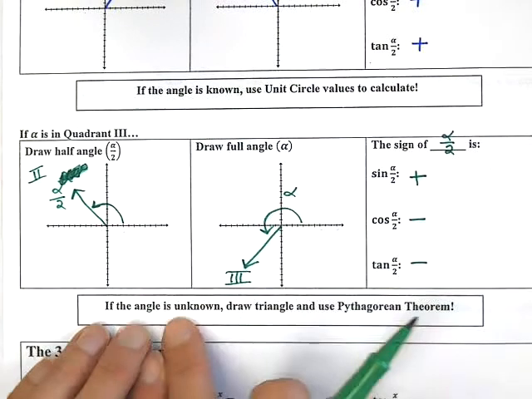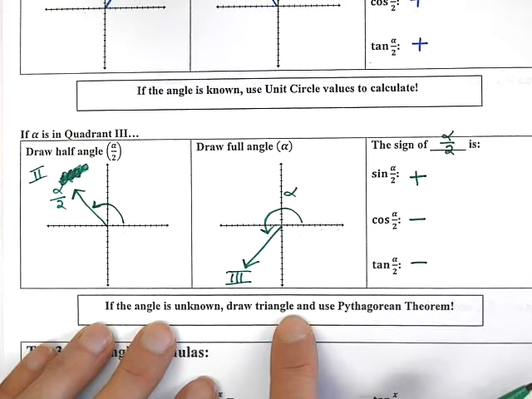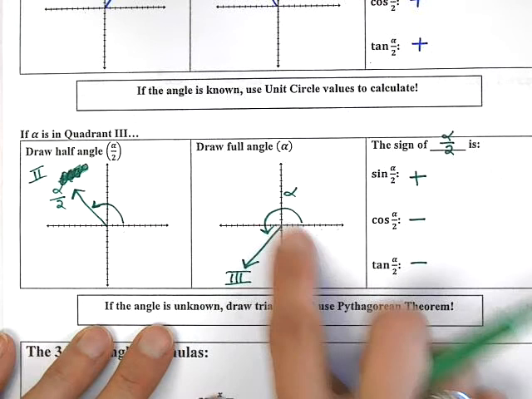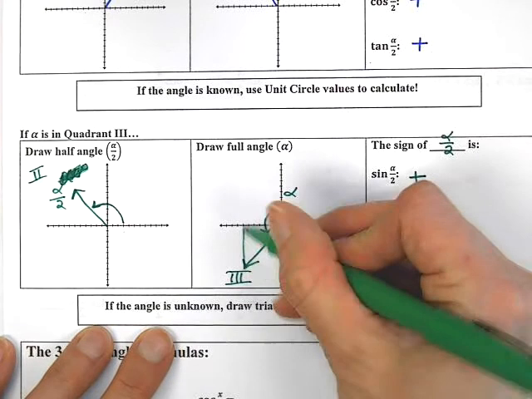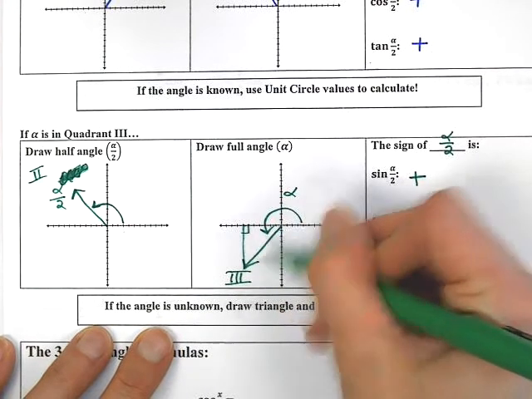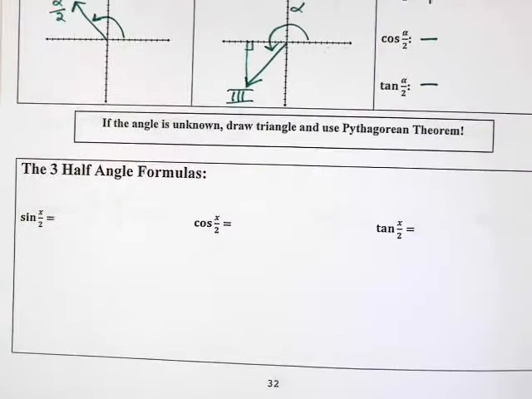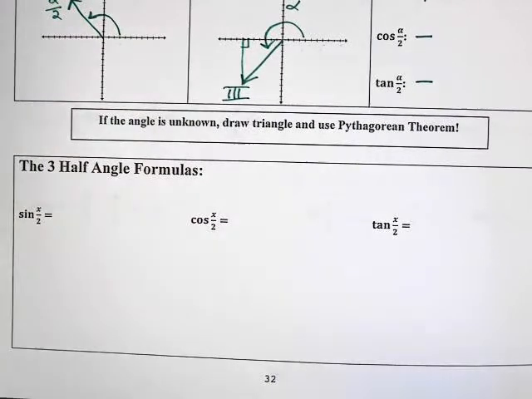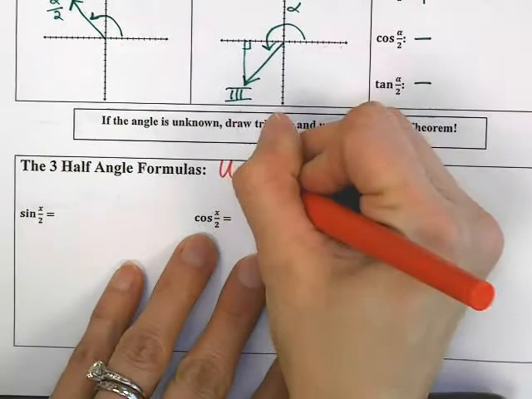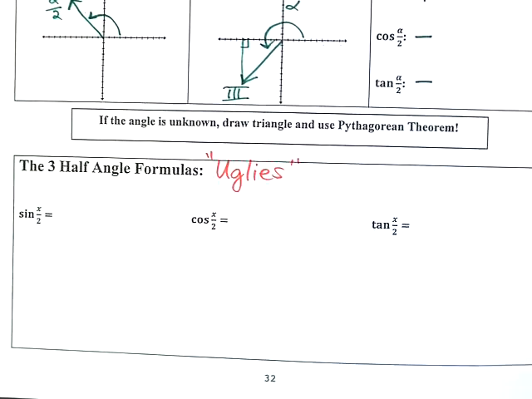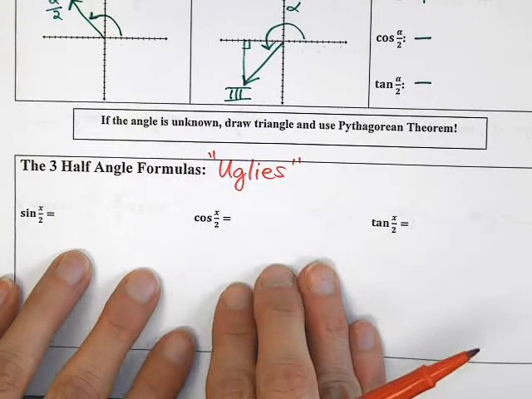If the angle is unknown, you draw the triangle and use the Pythagorean theorem. You'll probably know stuff about full angle alpha. You have to put the negatives in the right spot, and then you use the formulas. Speaking of those formulas, let's make sure everybody has those uglies down. Remember, we called these the uglies. That is not an official math word. The sine and cosine are really ugly.